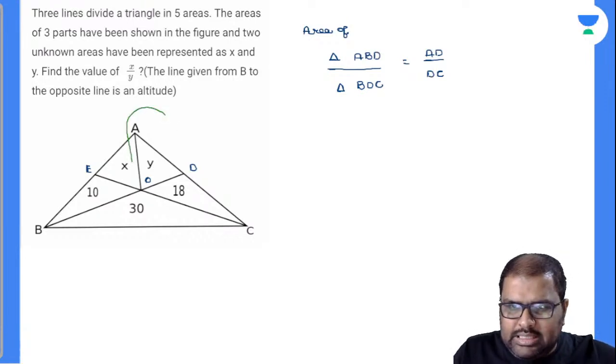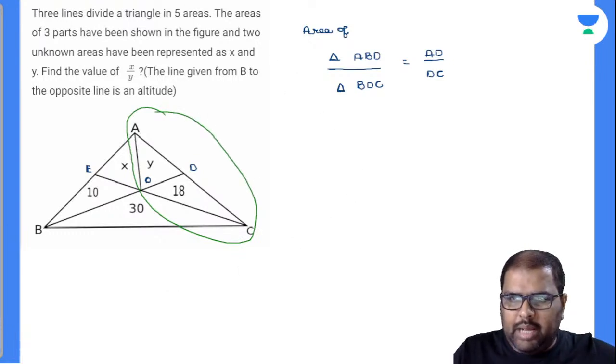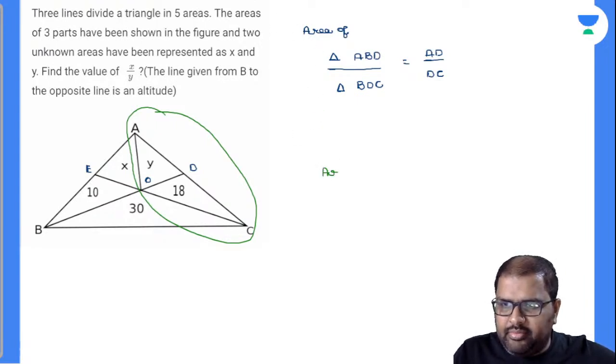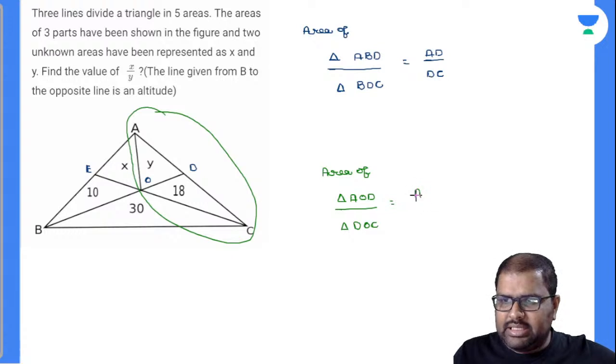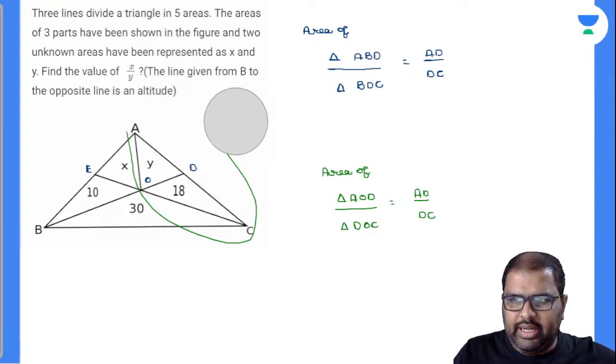I am taking only this triangle AOC, so I am underlining this. I'll write down the area of triangle AOD and triangle DOC. Again, they are residing on the same height and the areas will depend upon their bases only, AD by DC. So I can connect those two equations, the blue and the red one, easily. I'll erase this because we don't need it now. I've explained it to you perfectly.